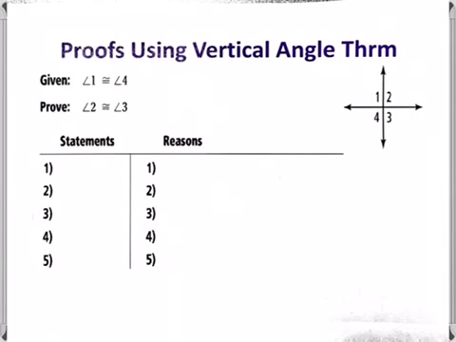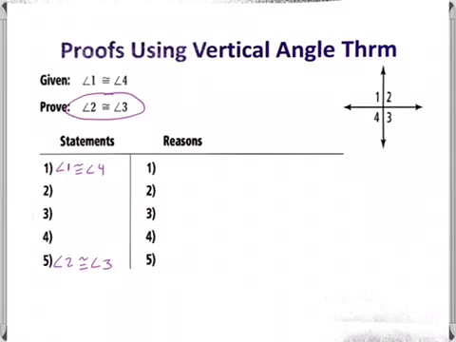Here we want to solve a proof using the vertical angle theorem. In this problem, the first thing they give us is angle 1 is congruent to angle 4. And they want us to prove that angle 2 is congruent to angle 3. So that's going to be our last step. So for this proof, I know my first step is going to be angle 1 is congruent to angle 4. And I know that my last step, or the thing I'm proving, is angle 2 is congruent to angle 3.